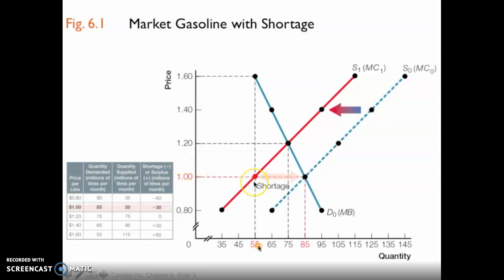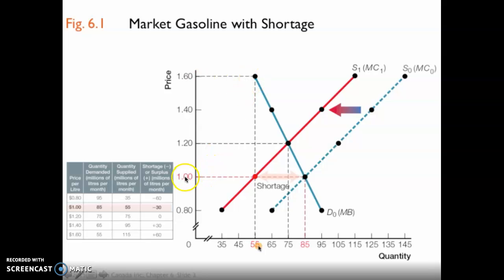So suppliers cannot set the price higher than that, and so they're only willing to supply 55 million. So what does that say about demand? Demand stays the same, and at 55 million, if you come up here, you can see that some buyers or consumers are willing to pay $1.60. Treat this demand curve as a marginal benefit curve. If you look from the quantity and go all the way up, you can see that people are willing to pay $1.60, which they can't.